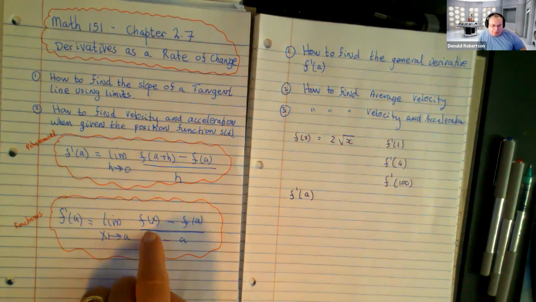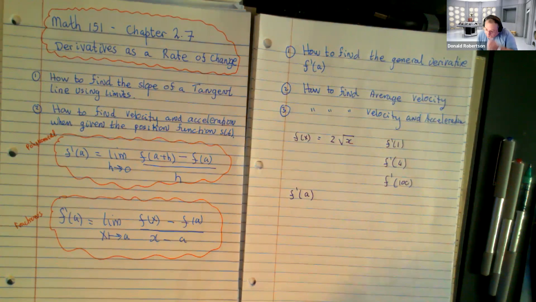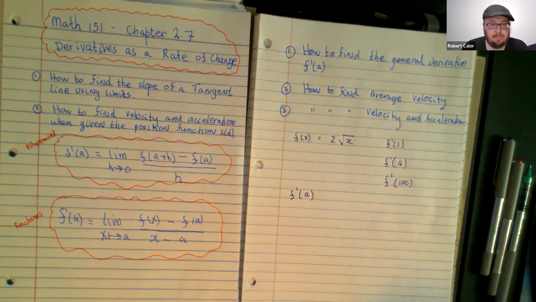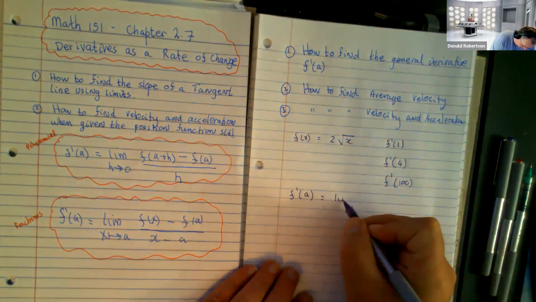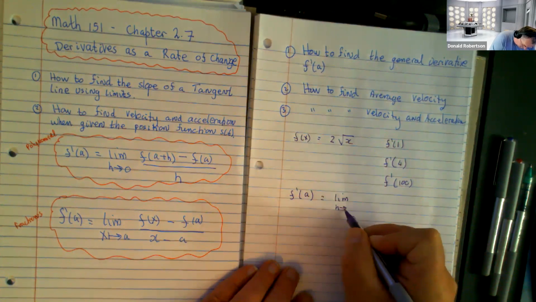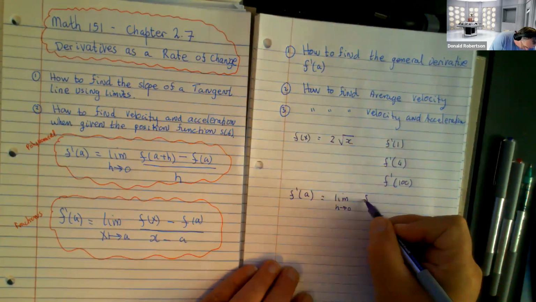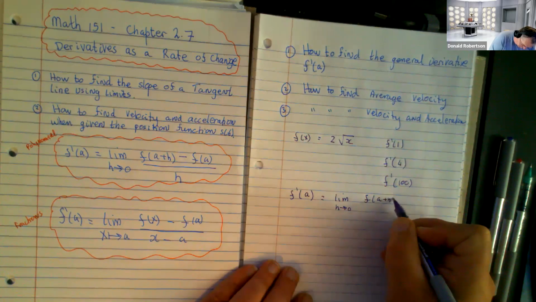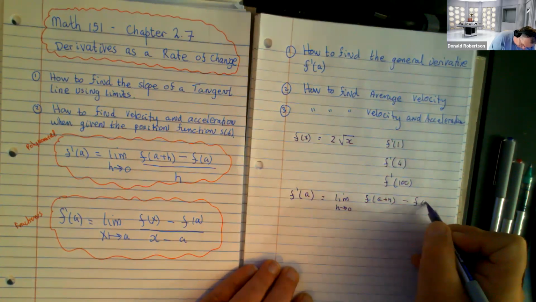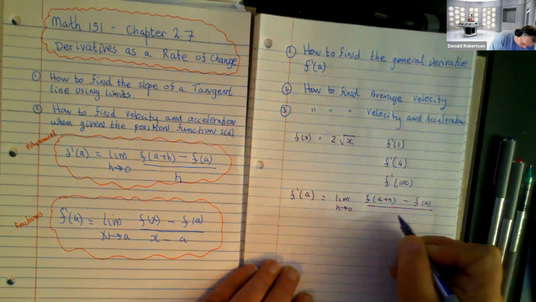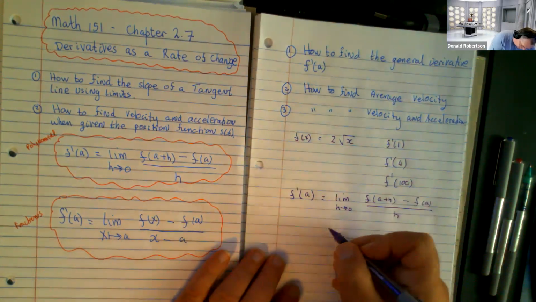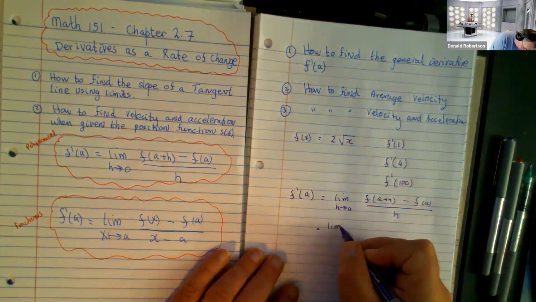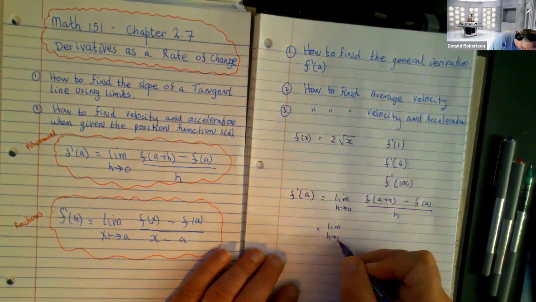So since it's 2 square root of x, do you want me to use the top one? Or do you want me to use the bottom one? Top one, polynomial. We'll do it as a polynomial, okay. So it's going to be the limit as h tends to 0 of the function at a plus h, take away the function at a, all over h. I'm probably going to move this onto 2 pages, but that's fine.